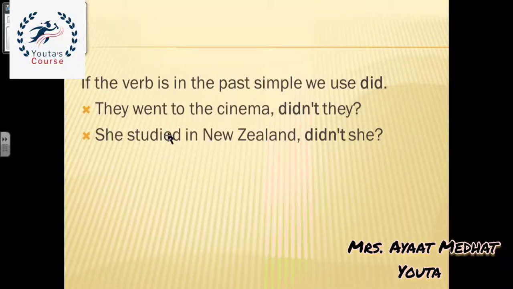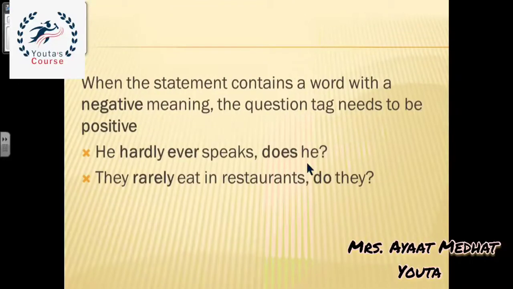The verb here is in the past, studied. So of course we will use did. The statement here is in the affirmative case. So we must put did in the negative form, didn't. And then we put the pronoun, didn't she, then the question mark.